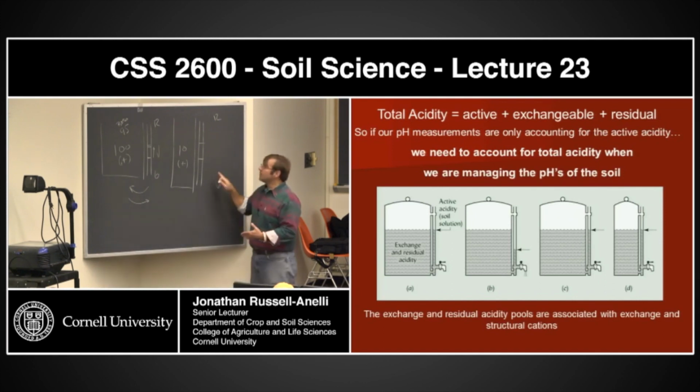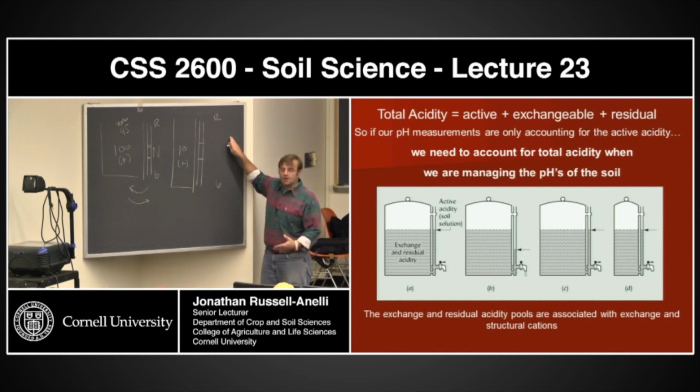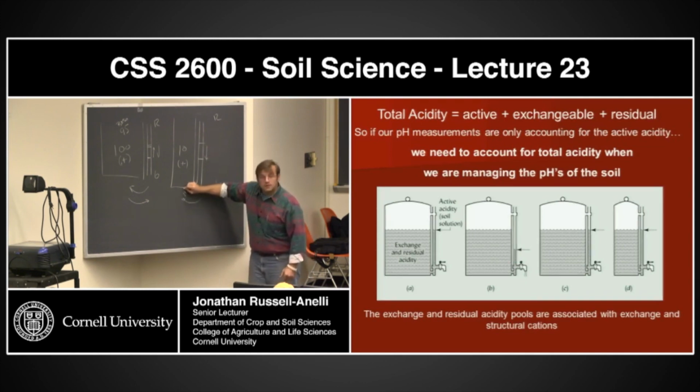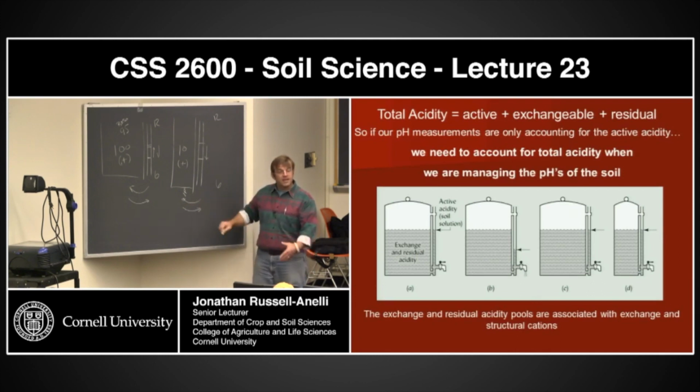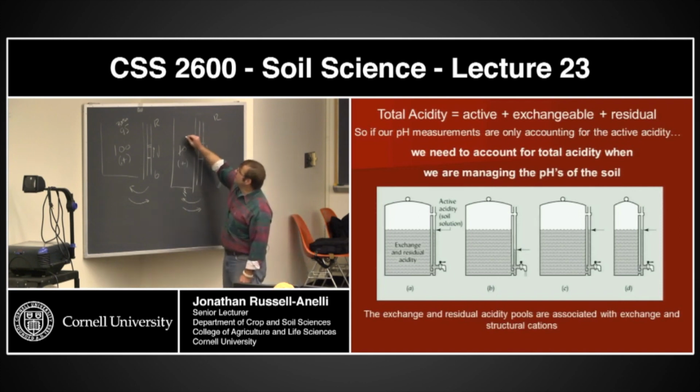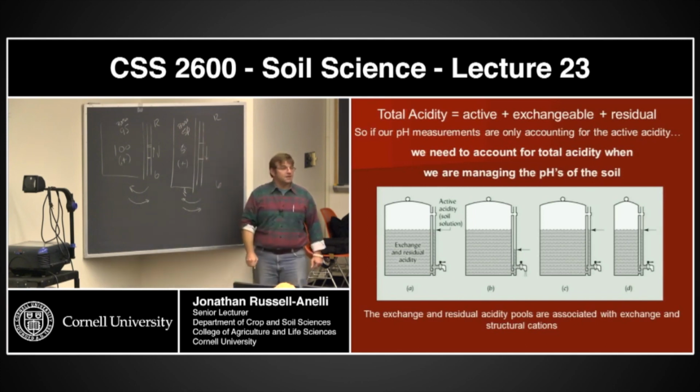Now I do the same thing over here. I add 6 protons. I'm dropping the pH. Those protons go over here to the exchange sites. The bases get knocked off. Let's imagine I take 5 of them off. So actually I have 50% base saturation, which means I literally only have 5 bases left, right? Does that make sense?